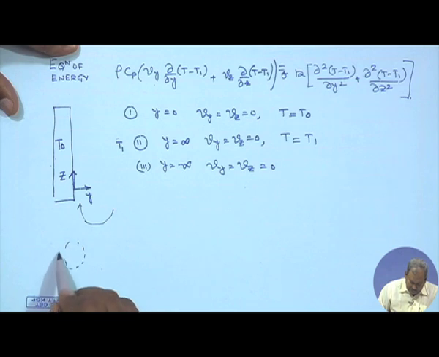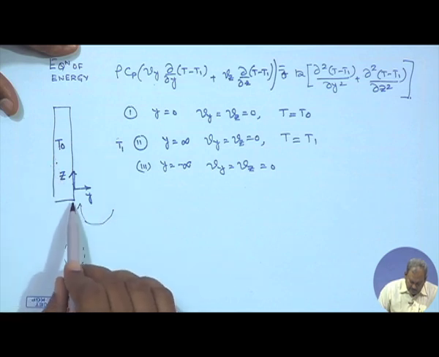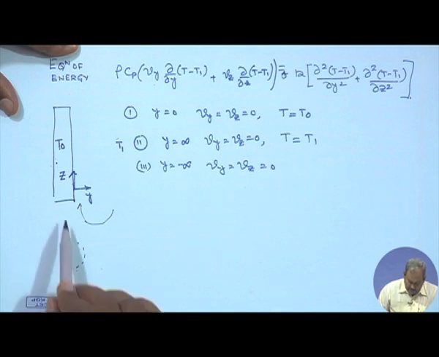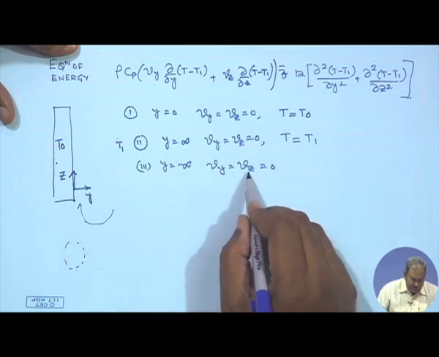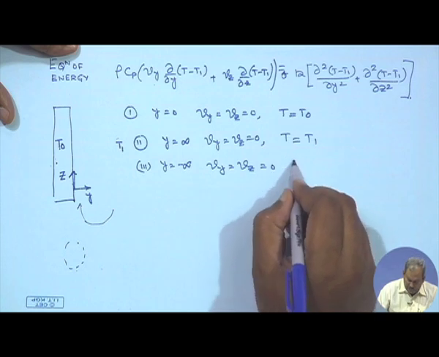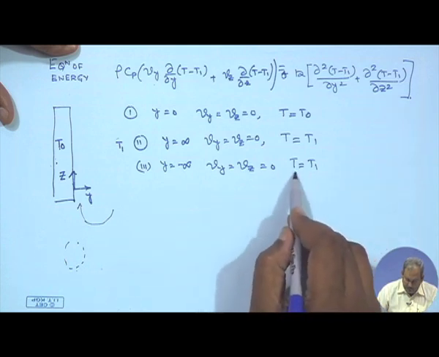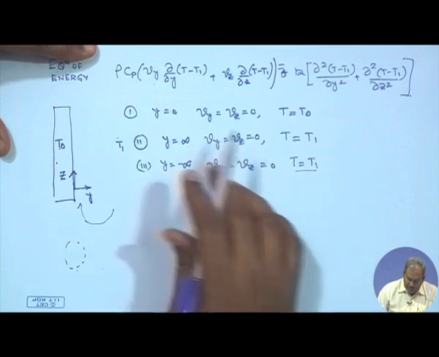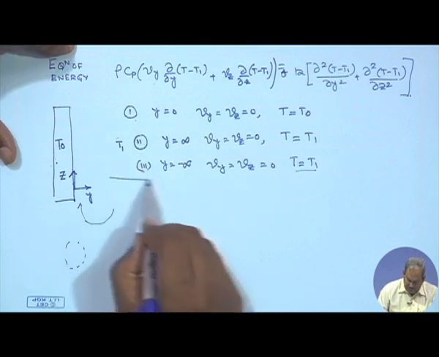So, therefore, this region remains unaffected by the presence of the solid plate. So, y equals minus infinity is at a point far from the plate and below it, and therefore, at y equals minus infinity, Vy is equal to Vz equal to 0 and T is again going to be equal to T1, which is the temperature of the air surrounding it. The two equations will have to be solved with these three boundary conditions.